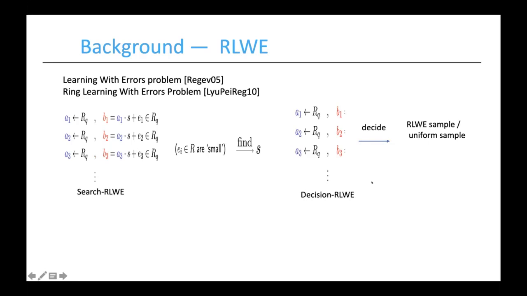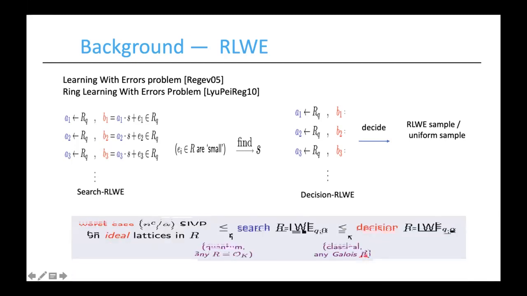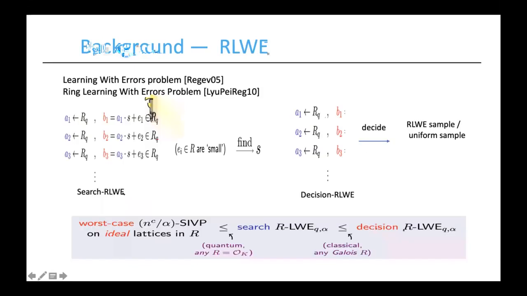The decision version is very similar. Given a and b, it asks to decide whether b is from the ring LWE distribution, computed like this, or it's a uniform sample, meaning b_i is just uniformly sampled from the ring R. It's known that the decision version of ring LWE is as hard as the search version.